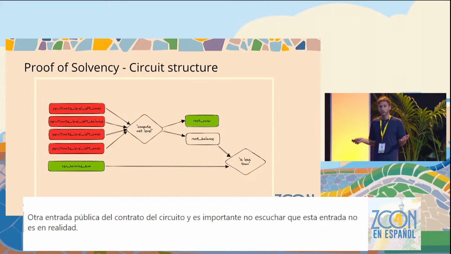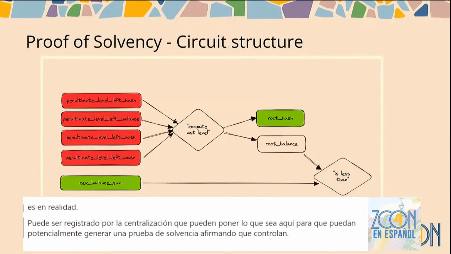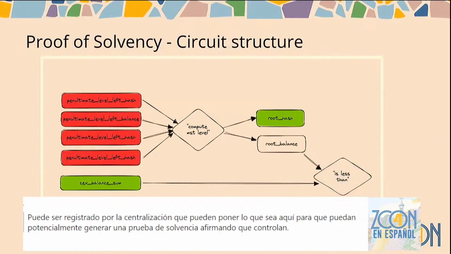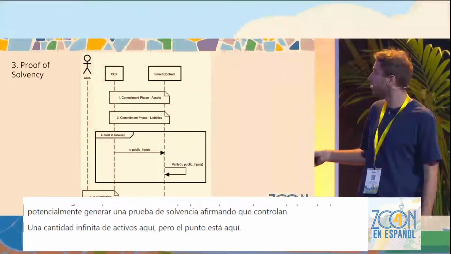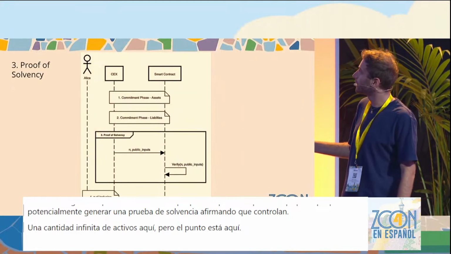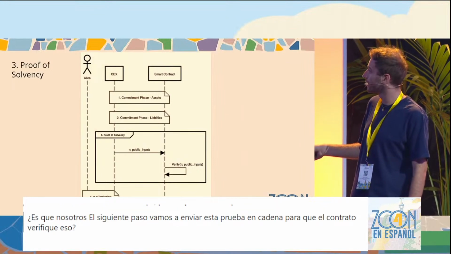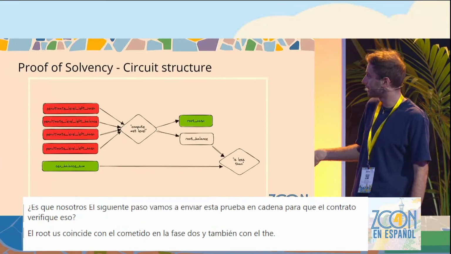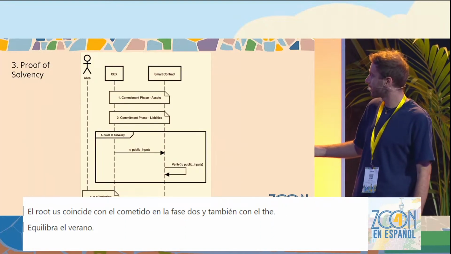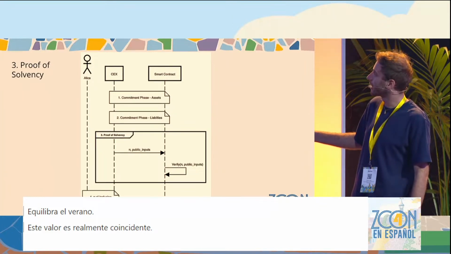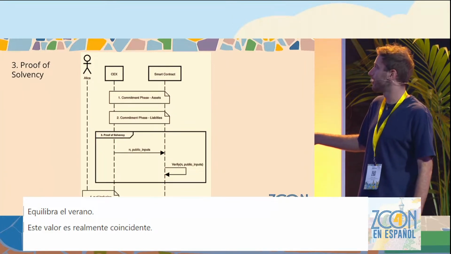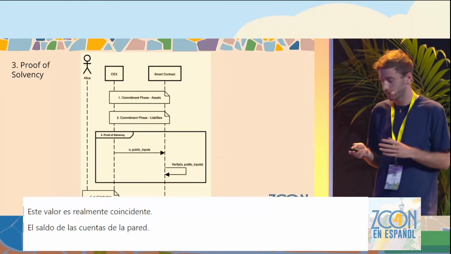So they can potentially generate a proof of solvency claiming that they control an infinite amount of assets. But the point is that in the next step, we're going to submit this proof on chain. So the contract will verify that the root hash matches the one committed in phase 2, and also that the claimed balance sum, this value, is actually matching the balance owned by the accounts, the wallets committed in phase 1. So that's how we generate the proof of solvency.